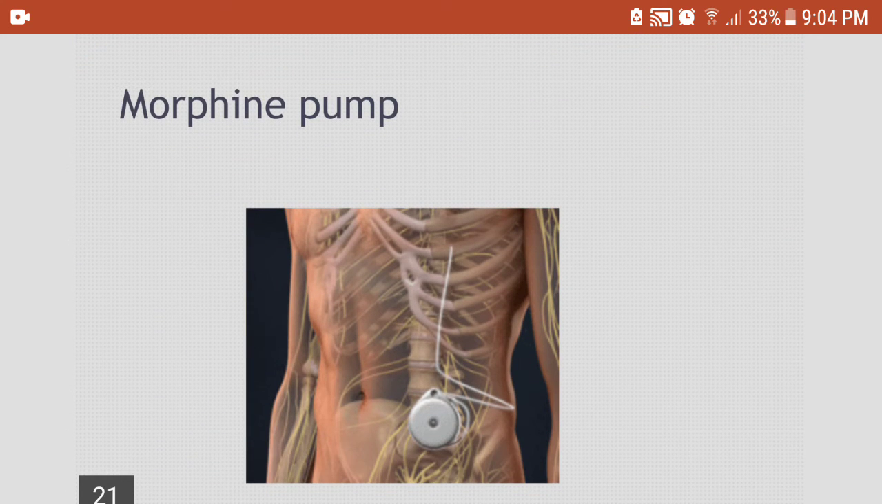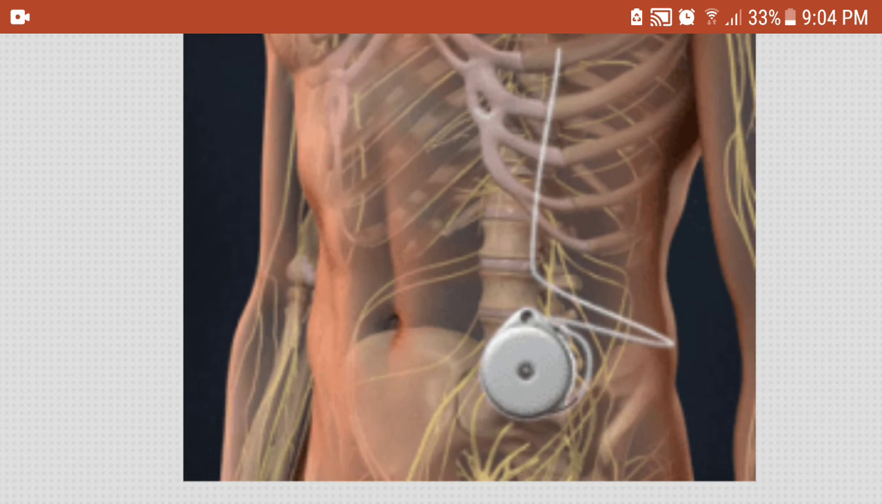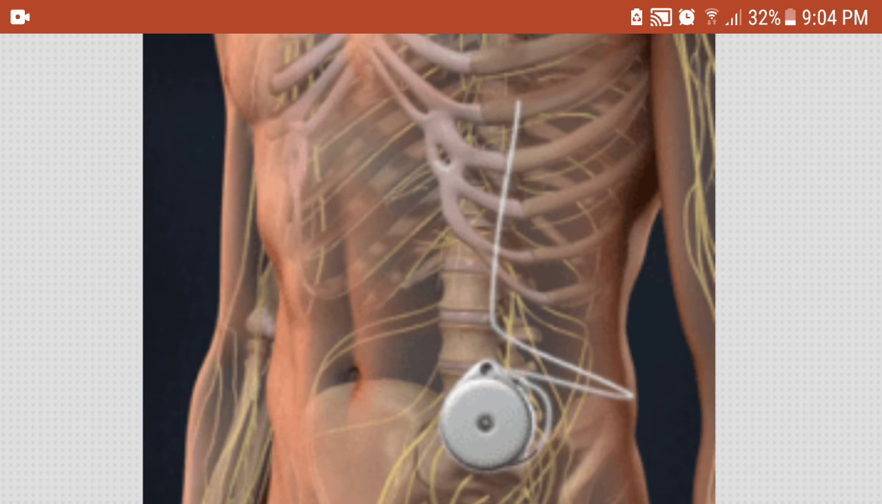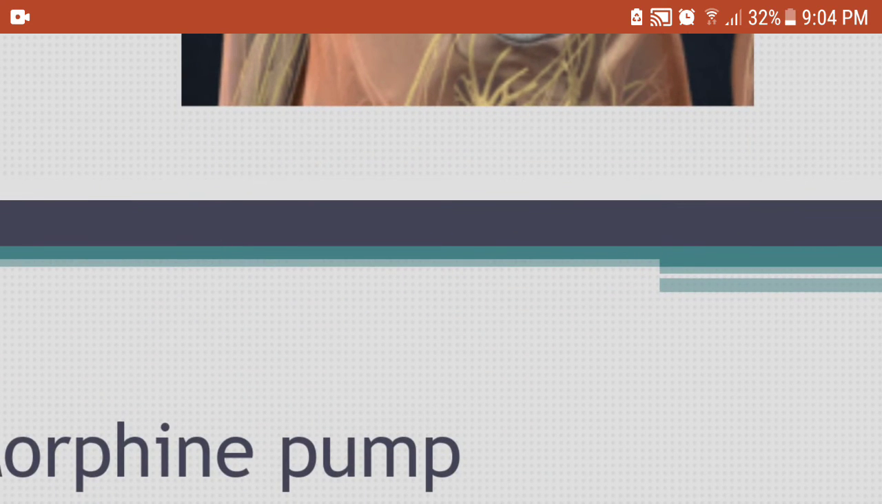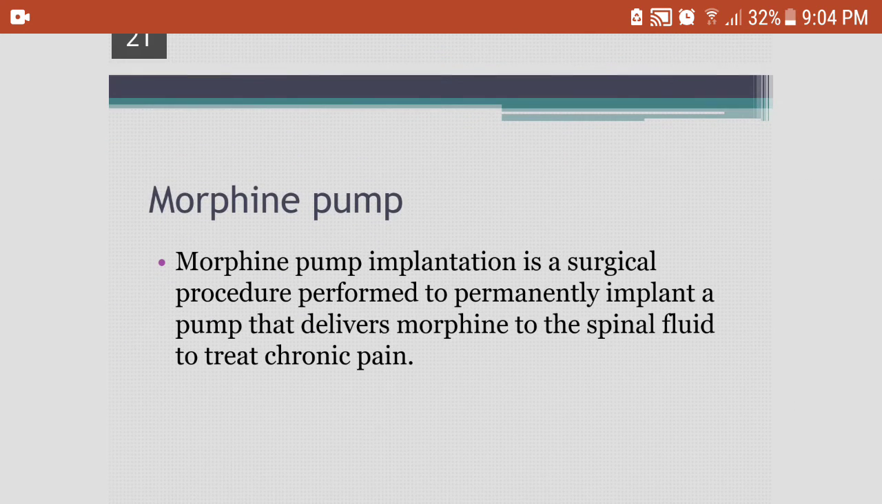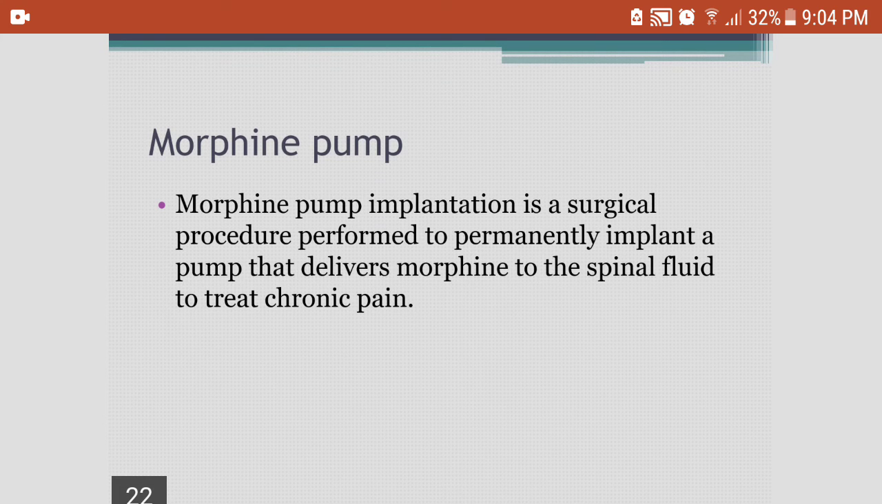The next one is a morphine pump. This morphine pump is connected to the spinal fluid, and it produces morphine throughout the day, so the patient doesn't have to take morphine or inject morphine intravenously. He just sits there and the morphine delivers automatically.